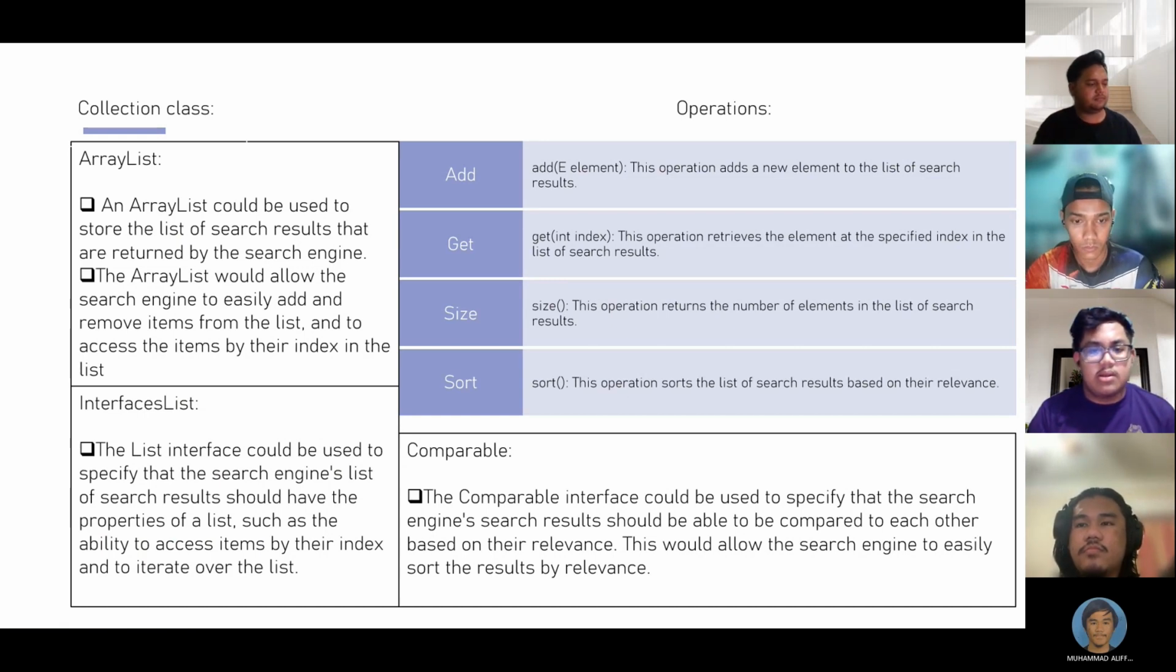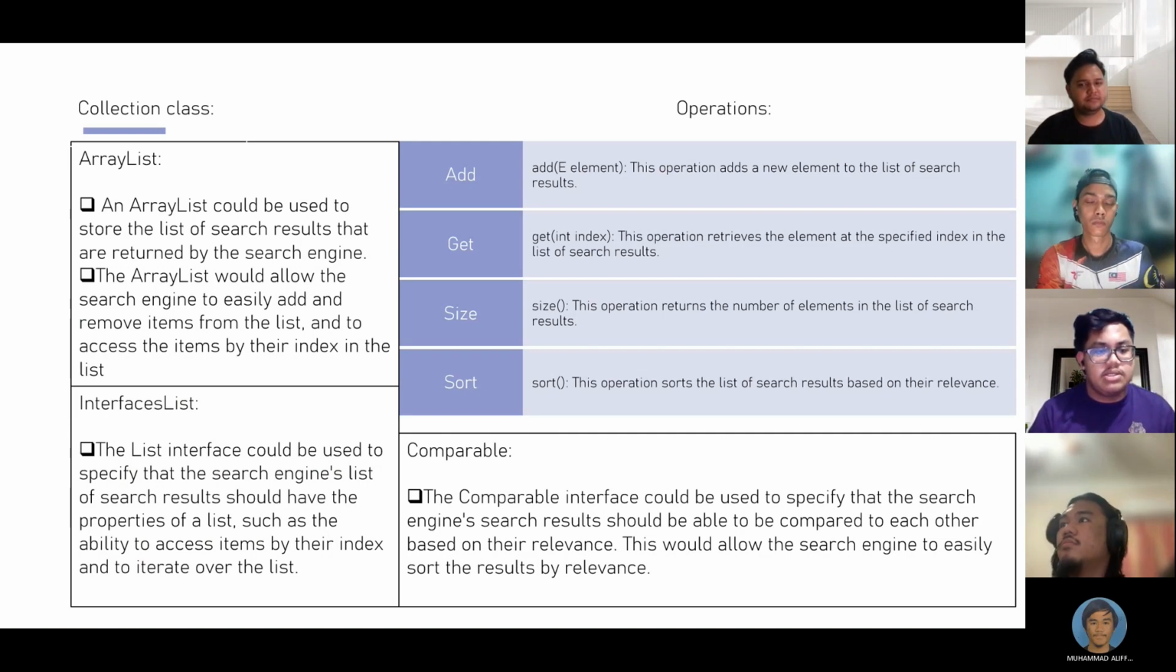For the size, it's like when we want to download something from a website, and this size operation will get the data and tell how big the size is. And the sort is, when we search for something we want, it will rank the most relevant first, followed by the least relevant.